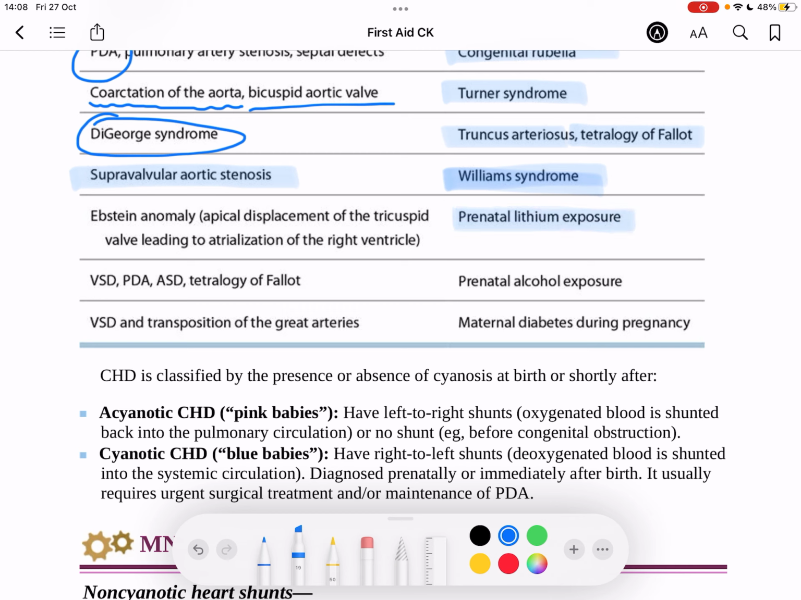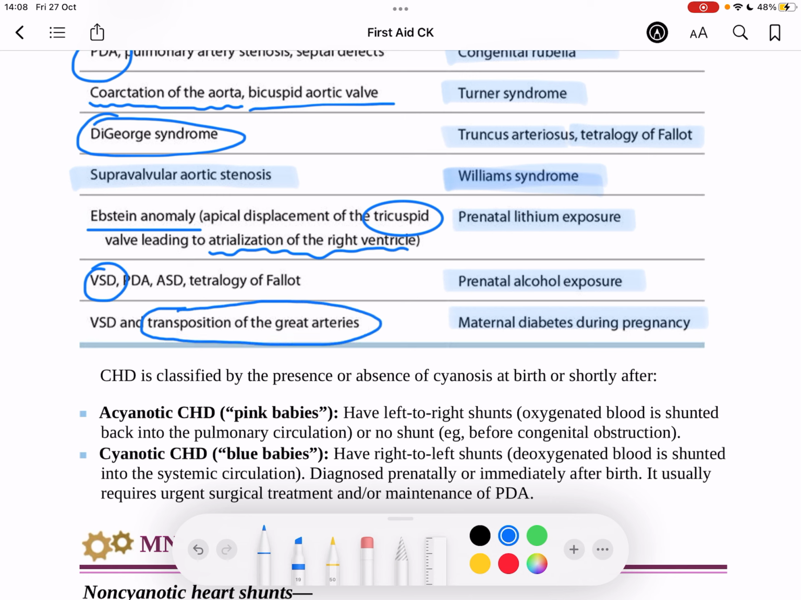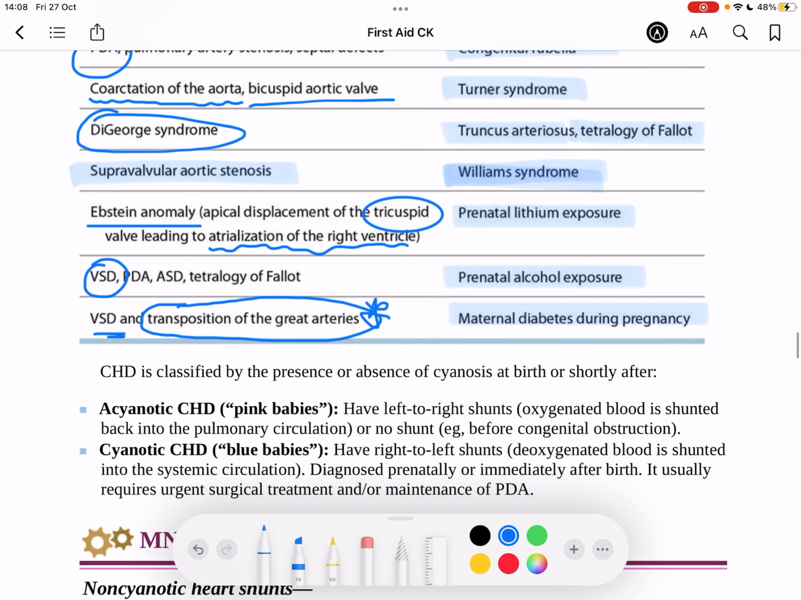Prenatal lithium exposure is associated with Ebstein's anomaly, which is the apical displacement of the tricuspid valve, leading to the so-called atrialization of the right ventricle. Prenatal alcohol exposure is mostly associated with ventricular septal defects, but also PDAs, ASDs, and Tetralogy of Fallot as well. And then maternal diabetes, it's very, very important to remember the association with transposition of the great vessels. Also VSD as well, but more specifically transposition of the great vessels.